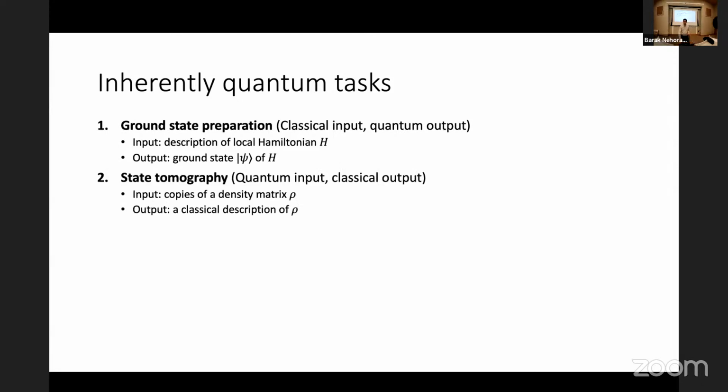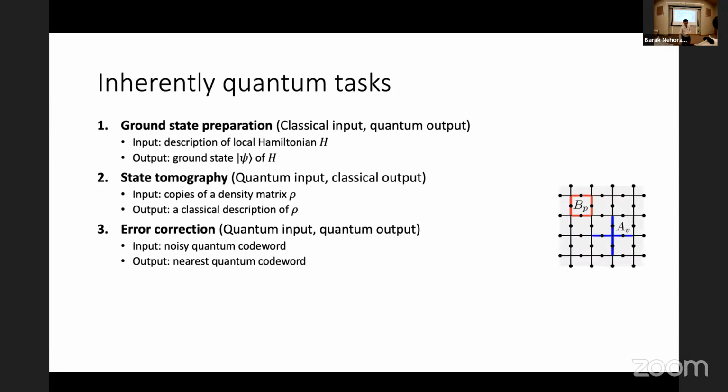Another example would be state tomography. Here you get as input a quantum state, and you have to output a classical description of that quantum state. This is known as the tomography problem. An example of a problem where you have quantum inputs and quantum outputs is error correction. You get as input a noisy quantum code word, and you want to correct it to the nearest pristine, noise-free code word.